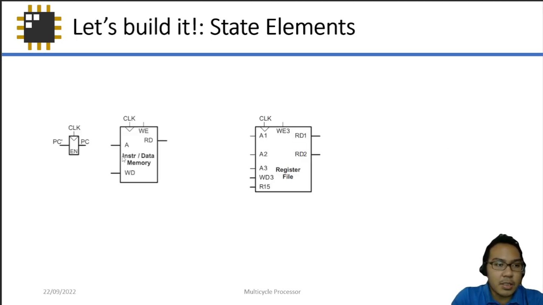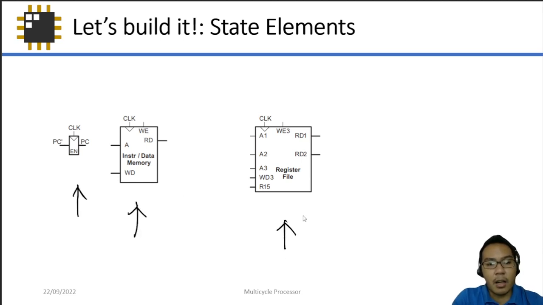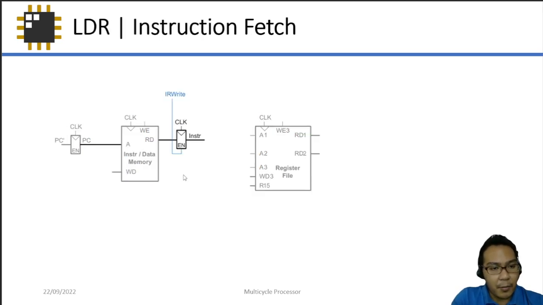So okay, just as how we started with the single cycle computer, let's build our computer by first listing down or showing the different state elements that we have. Still the same data memory as we used before. Still the same register file as we used before. Okay, so first, we fetch the instruction. As before as well, we're going to go through the building process of the processor by starting with the load register instruction.